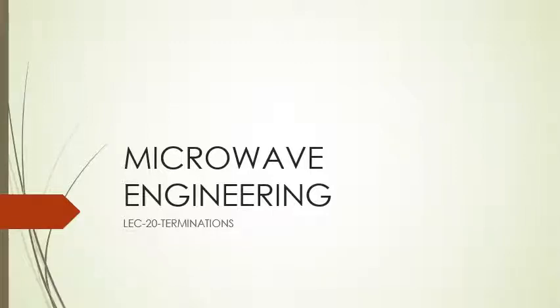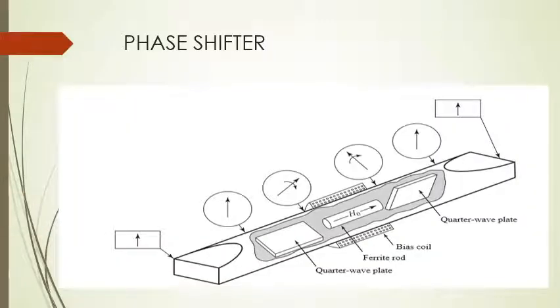In today's session, we will be discussing terminations. To start with termination, the first component we use is the phase shifter. The function of a phase shifter is to give a phase shift of maybe 45 degrees, 180 degrees, or 90 degrees, depending upon the applications. We have used a rotatory phase shifter over here.